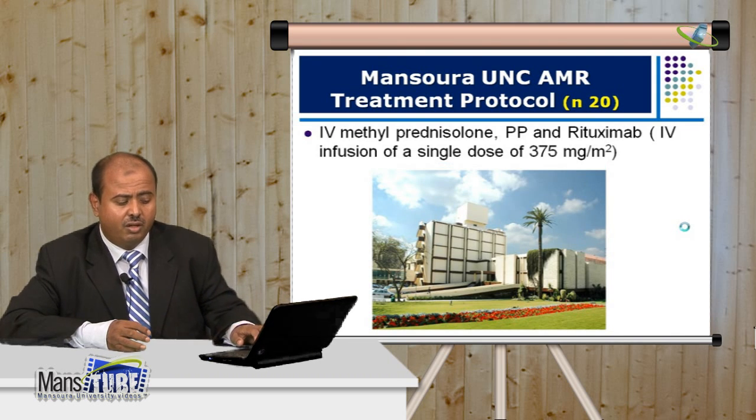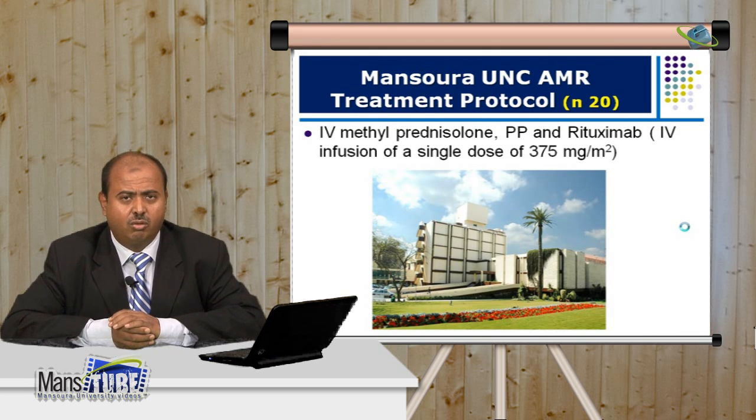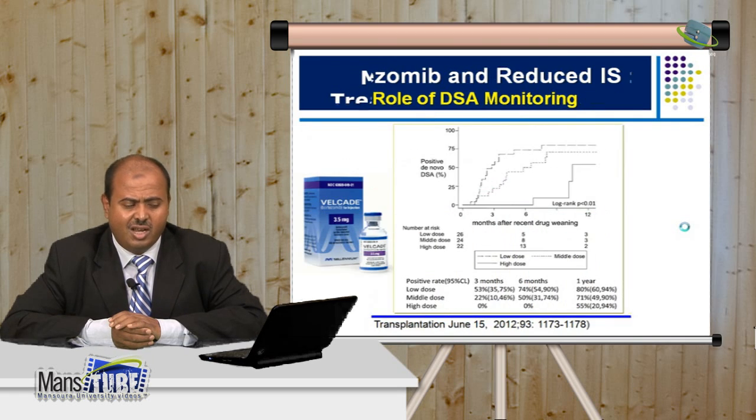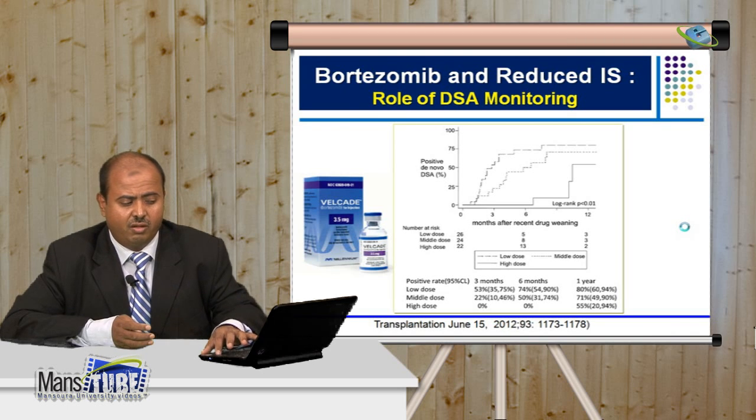In Mansoura Urology and Nephrology Center, we have a protocol for the management of antibody mediated rejection that includes IV methylprednisolone, plasmapheresis, and rituximab given as intravenous infusion, 375 milligram per square meter. And this is among the thesis of my colleague Dr. Hisham Ammar. And the initial results show that this protocol is efficient without major side effects.